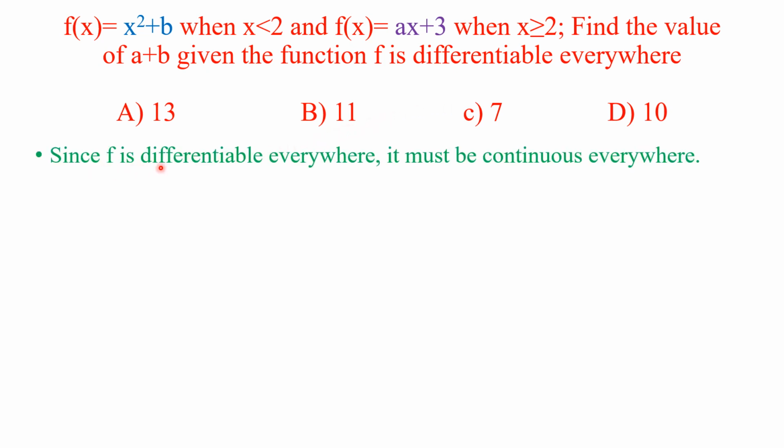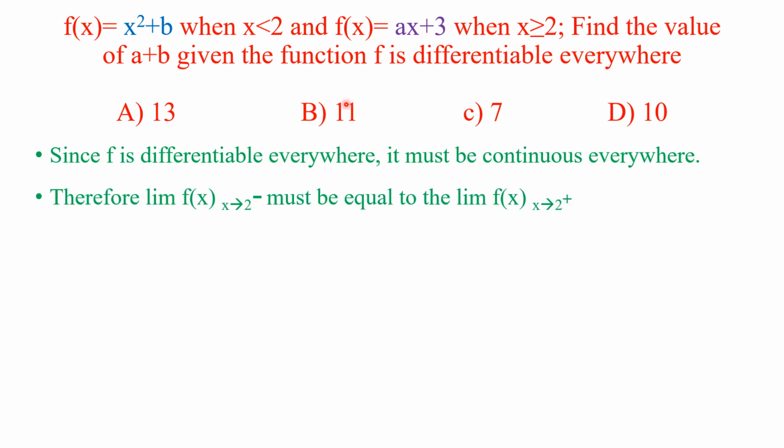Since f is differentiable everywhere as given, it must be continuous everywhere. And since we have less than 2 and greater or equal to 2, we're worried about the jump, so we're going to see whether or not there is a jump. Therefore, we will take the limit of f of x as x approaches 2 from the left. This must be equal to the limit of f of x as x approaches 2 from the right to ensure that there will be no discontinuities.